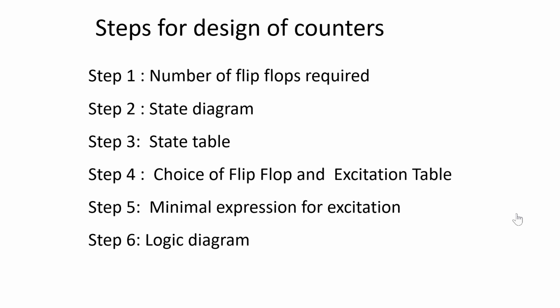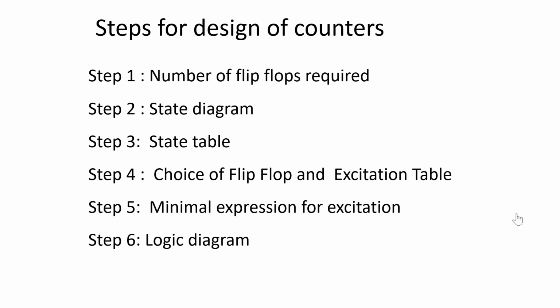Once you know the state diagram, then you write the state table. For each flip-flop, what is the previous output, what is the next output. Once you are clear with the state table, you choose which flip-flop you want to use, whether you want to use a T flip-flop, a D flip-flop or a JK flip-flop.